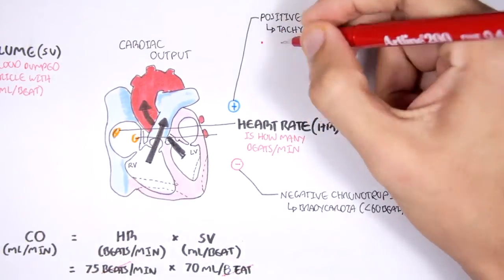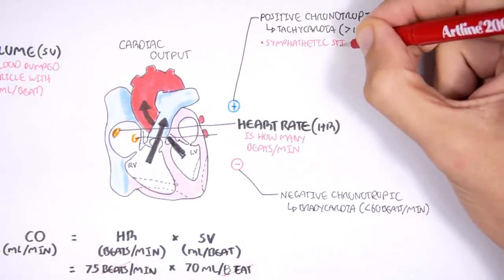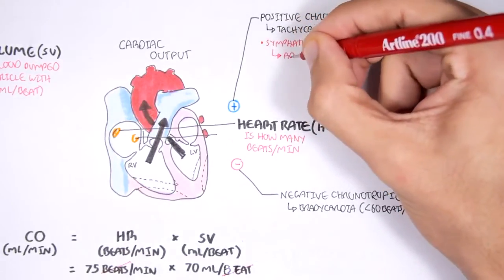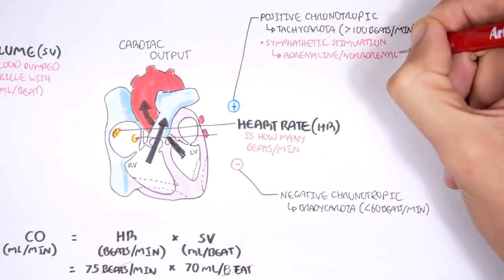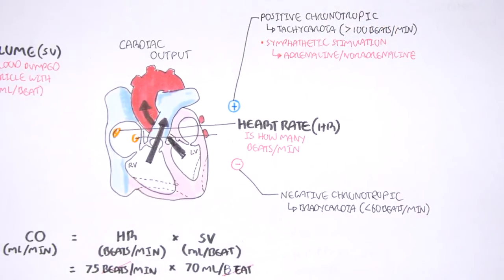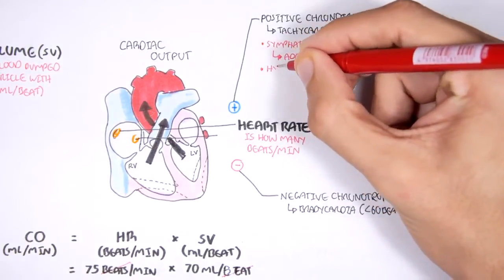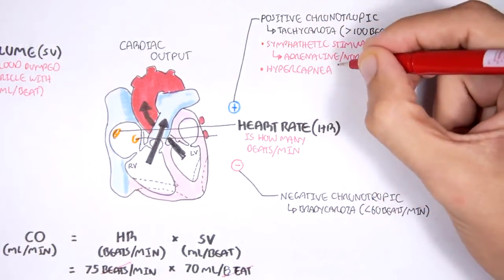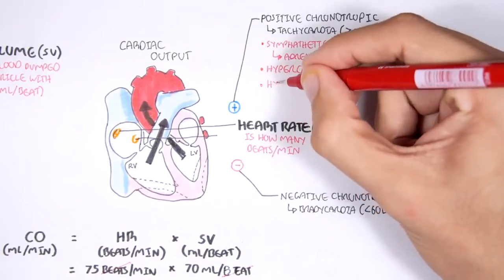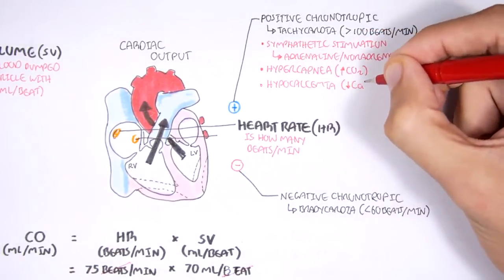Let's look at some examples of the positive chronotropic factors. Well, the sympathetic nervous system is the main factor because, as we know, the sympathetic nervous system is the fight or flight response. And so it would increase heart rate to pump more blood around the body. The sympathetic nervous system secretes adrenaline and noradrenaline, or epinephrine and norepinephrine, to increase heart rate. Then we can have hypercapnia, which is increased carbon dioxide, which would increase heart rate. And also a decrease in calcium would increase heart rate.